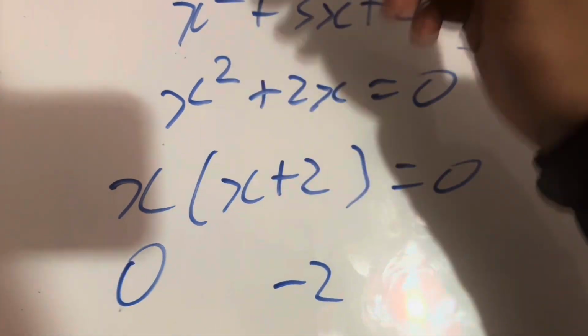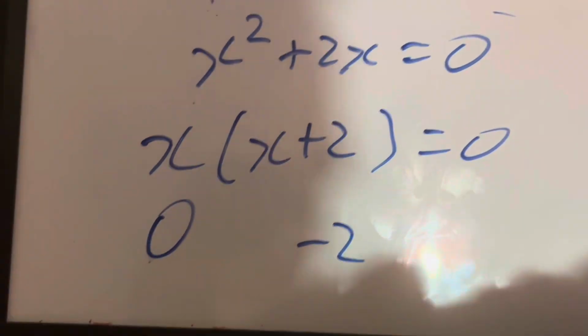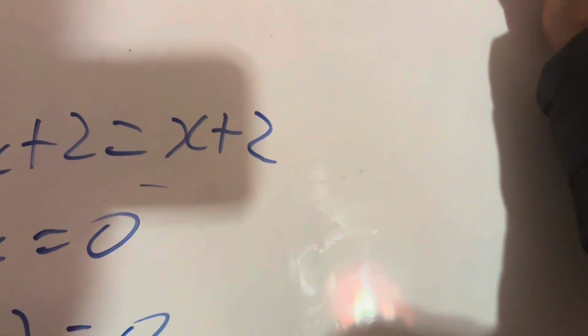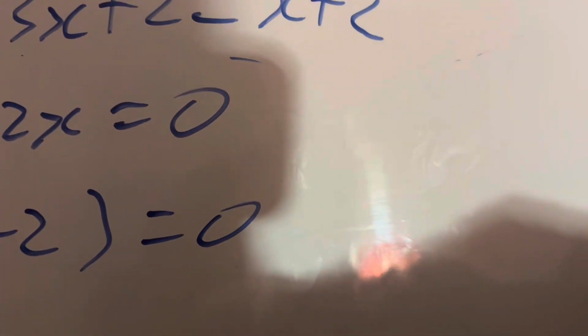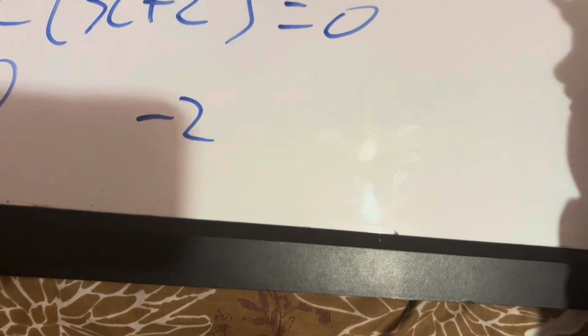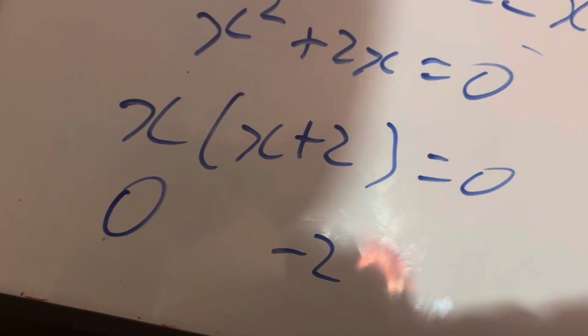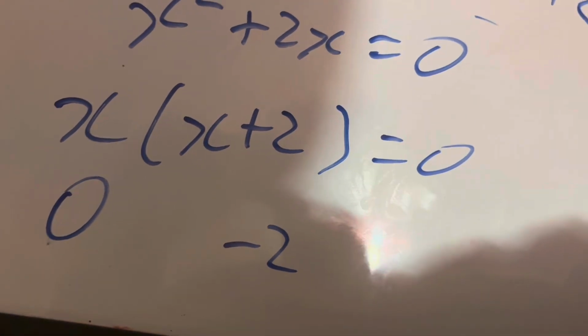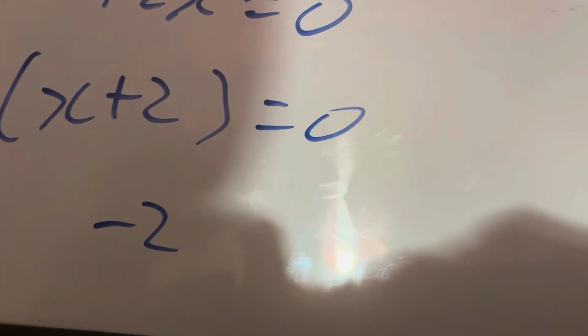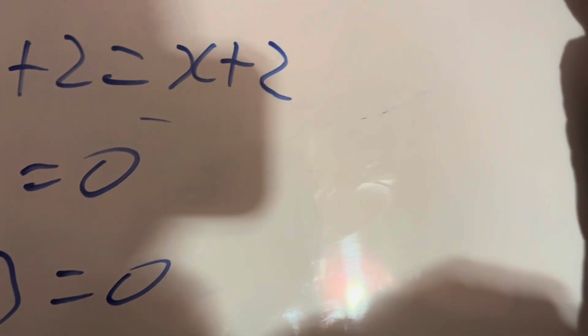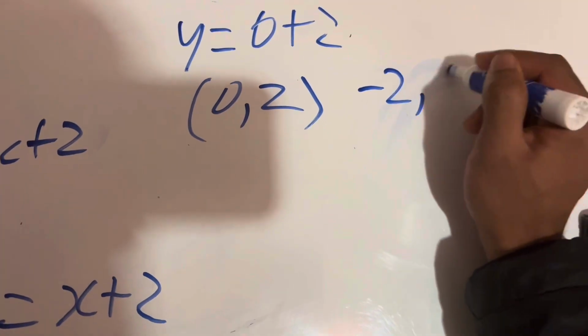But yeah, so y is equal to 0 plus 2. So that means it's going to be 2, or it equals 0. All right, so it's going to intersect at the origin point. So let's just write those coordinates down. So (0, 2), and then (-2, 0).